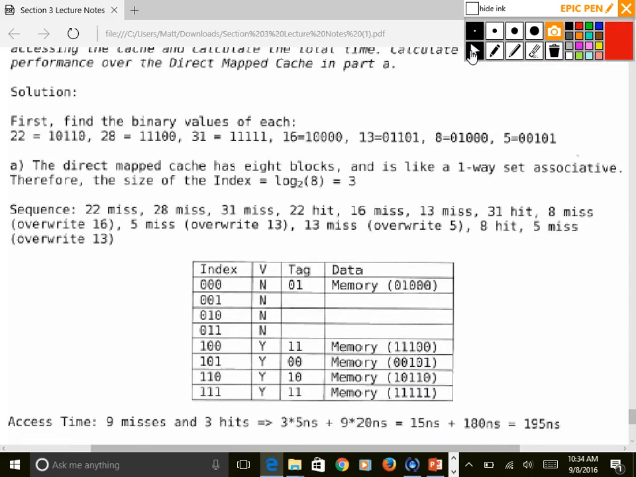For part A, we've calculated it out. We have 22, 28, 31, 16, 13, 8, and 5 in binary. First thing you should do before any other ordering is write those all out. We have a direct map cache with 8 words, so our index is the last 3 bits. Go through and see which ones are the same, because Dr. Morrison has probably put in at least one where they're the same, so you're going to have to do a swap at some point.